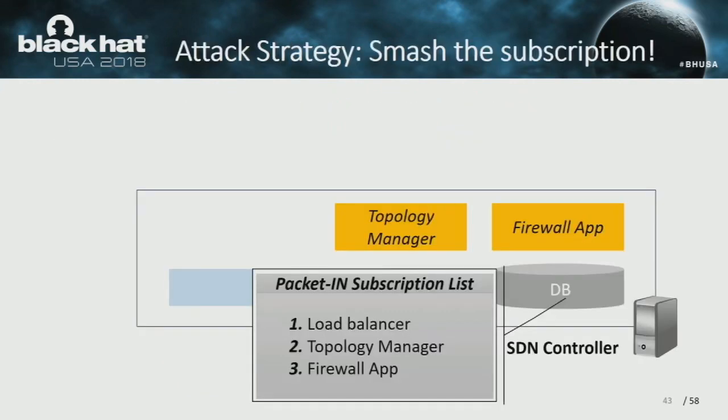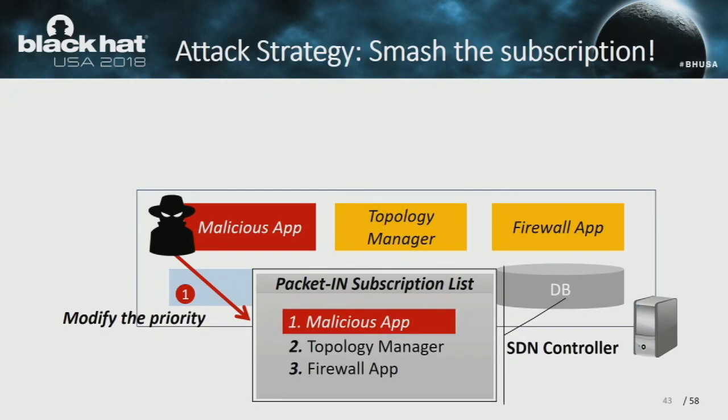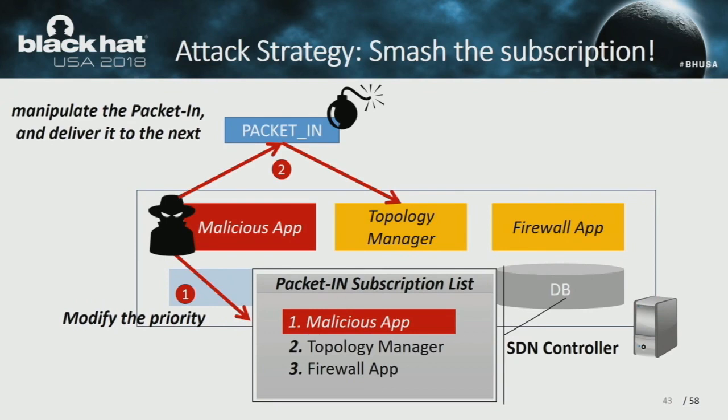So here we have an attack strategy that smashes the subscription list. Assuming that a malicious application is installed on an SDN controller, the application can conduct an attack as follows. First, it accesses the internal database and modifies the subscription list so that the malicious application has top priority in receiving the messages. So this malicious application can receive the packet-in messages from the controller first.